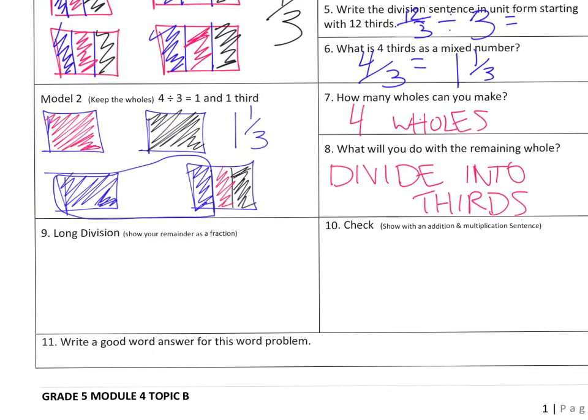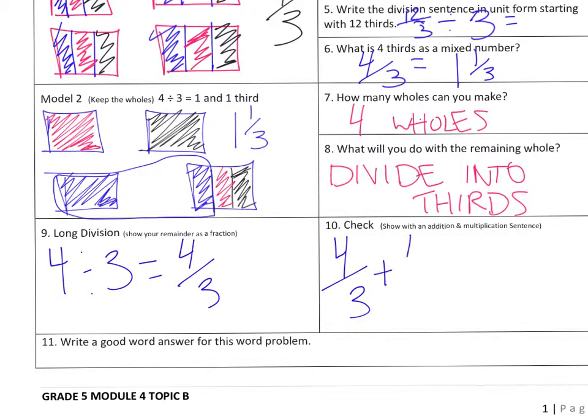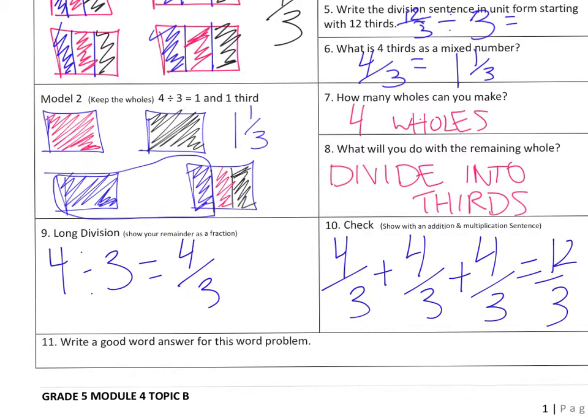So just like we learned last week, we know that 4 divided by 3 equals 4 thirds. And if we're going to use addition to check, we know that 4 thirds plus 4 thirds plus 4 thirds equals 12 thirds, which is another way of saying 4, and so we're right back at the beginning. So our word answer for this problem would be each bag holds 1 1/3 kilograms of oats, or each bag holds 4 thirds of a kilogram of oats.